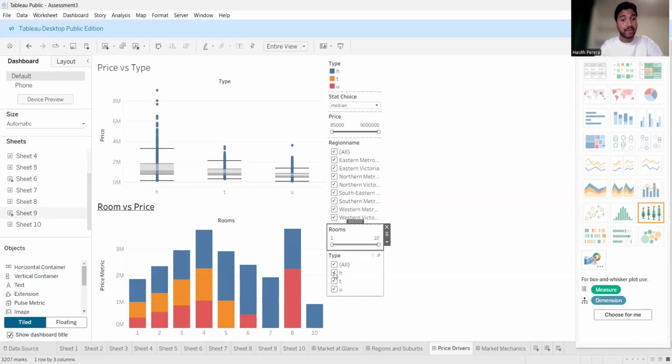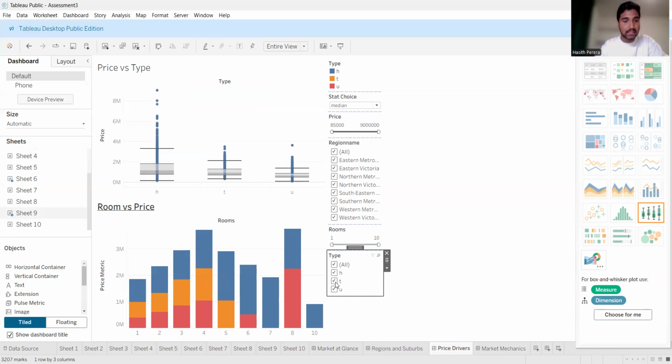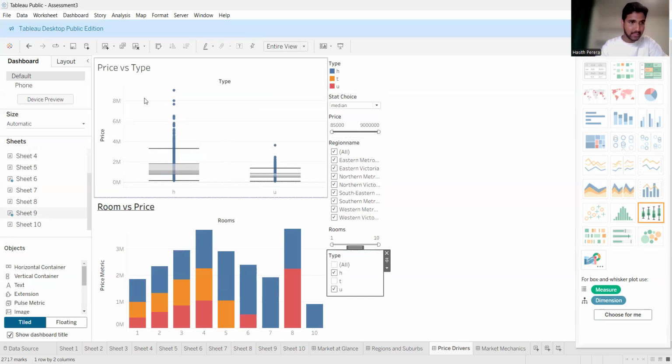And I'm going to go to the type of house. As you could see, if this goes down, the houses on there are just the town villas and units. It's not as expensive as the houses. And if I were to just remove the town, there's going to be a big difference in here. As you could see, this goes to 9 million, the price of the highest house. And this goes to just above 3.5 million.